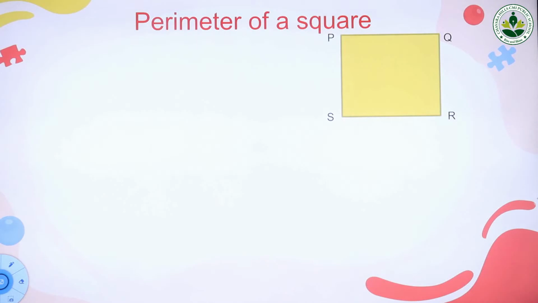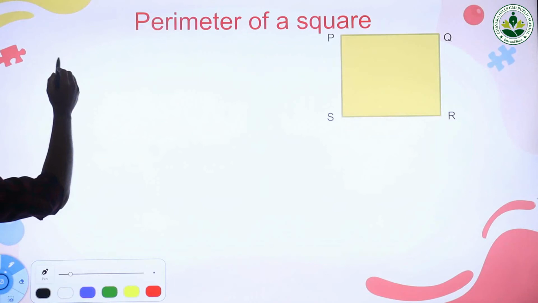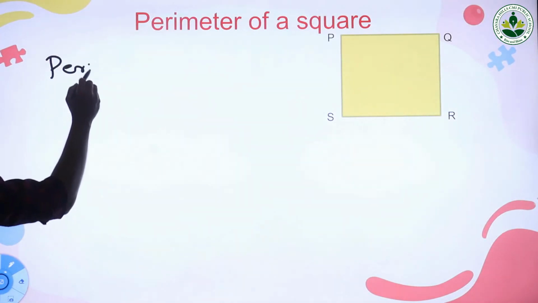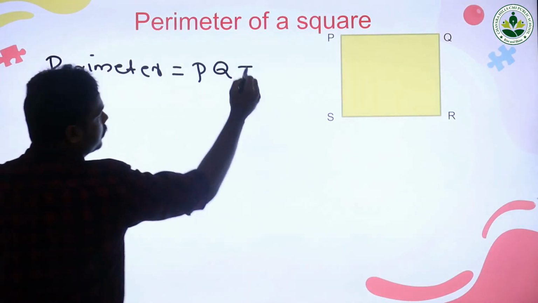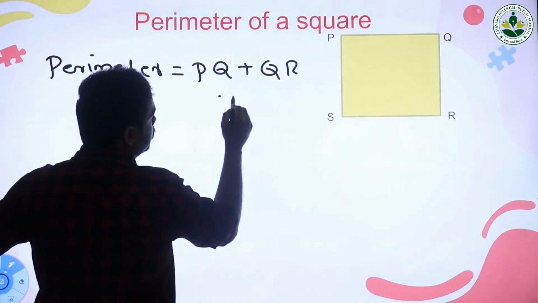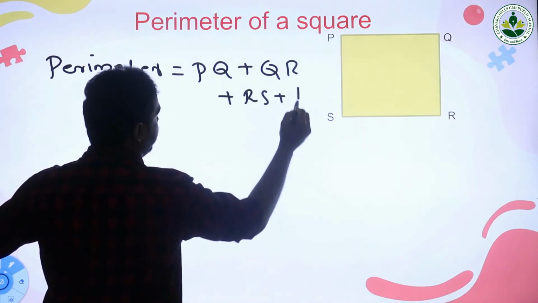Now we need to find the perimeter of a square. First we found the perimeter of a rectangle. The next shape is the square shape. Perimeter of a shape means the total length of the sides of that shape. Here the sides are PQ, QR, RS and PS. So for finding the perimeter, we just add the sides PQ plus QR plus RS plus PS.